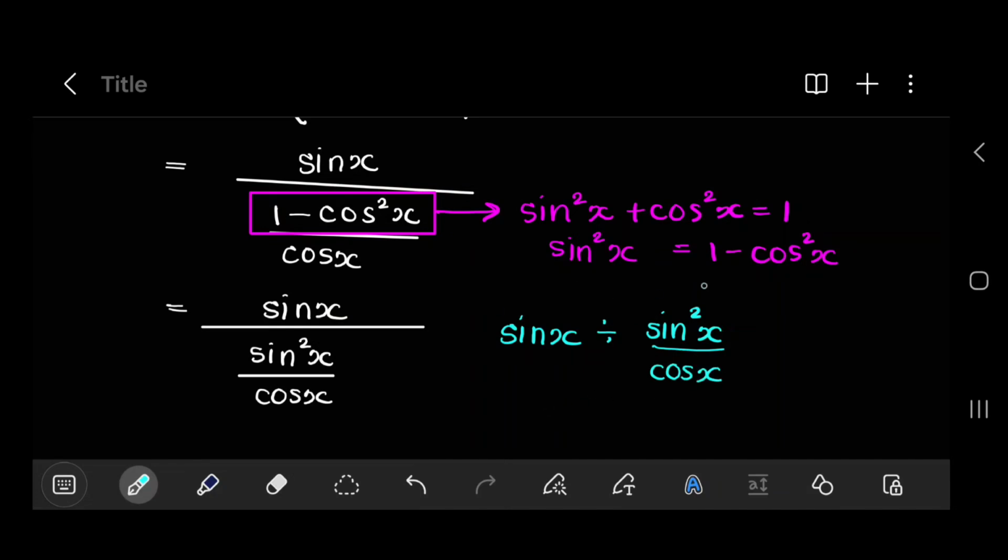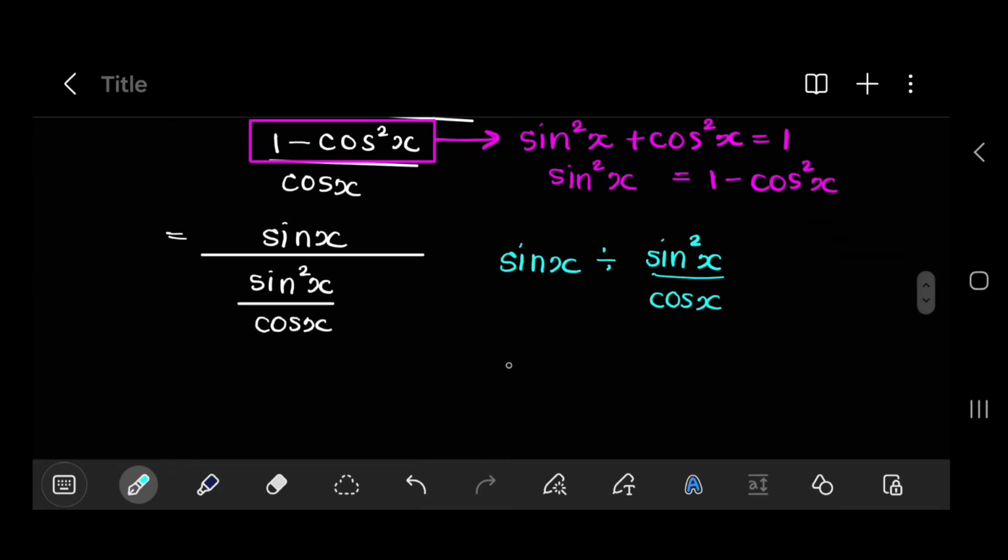So we had sine x being divided by this fraction. Now you learned in primary school that if you are dividing 2 fractions together, your next step is to change the division into a multiplication. What happens when you do this? Your second fraction gets inverted. So your second fraction gets swapped around. Second fraction now becomes cos x over sine squared x.